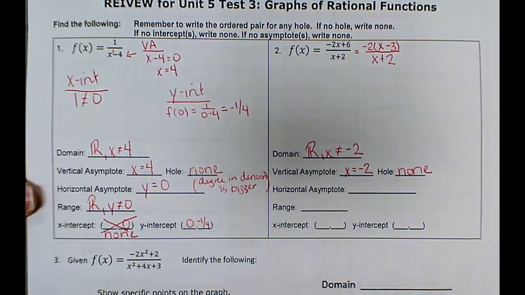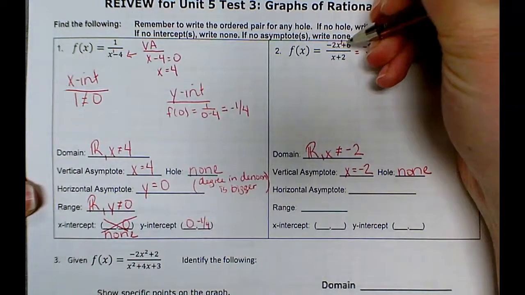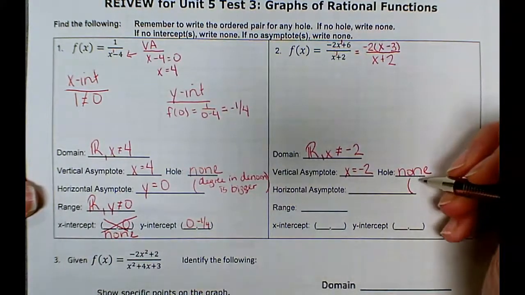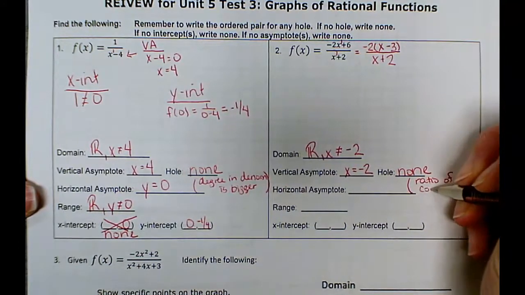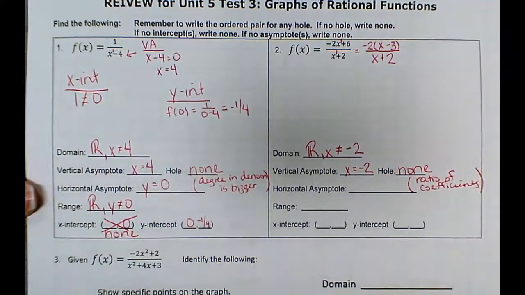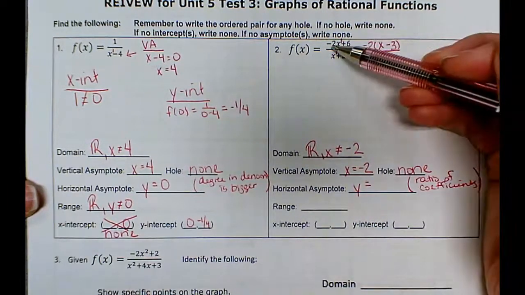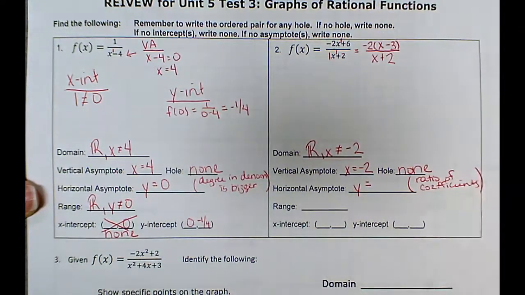For the horizontal asymptote, I want to look at the degrees of the numerator and the denominator. So I look at the original function. The degree of the numerator is 1, and the degree of the denominator is 1. So what that means is your horizontal asymptote is made up of the ratio of the coefficients, because the degrees are the same. So y equals, the coefficient on top is a -2, the coefficient on bottom is a 1, and -2 over 1 is just -2. So there's my horizontal asymptote.